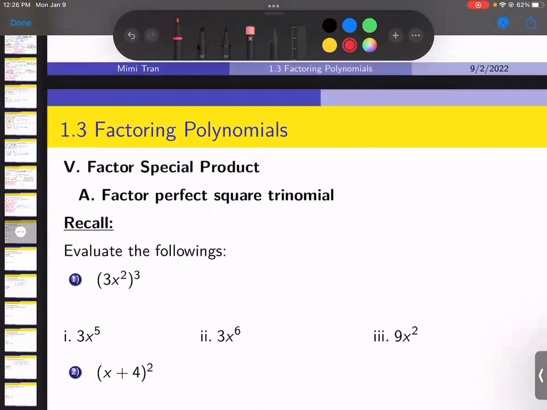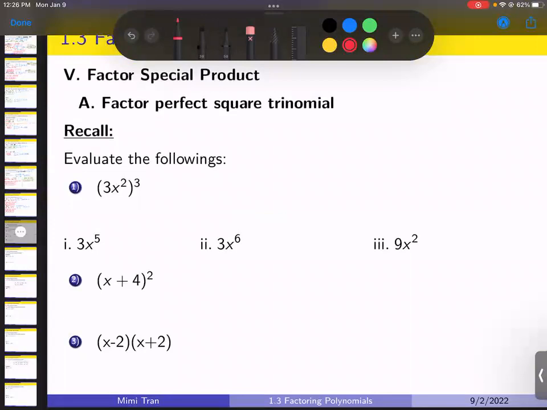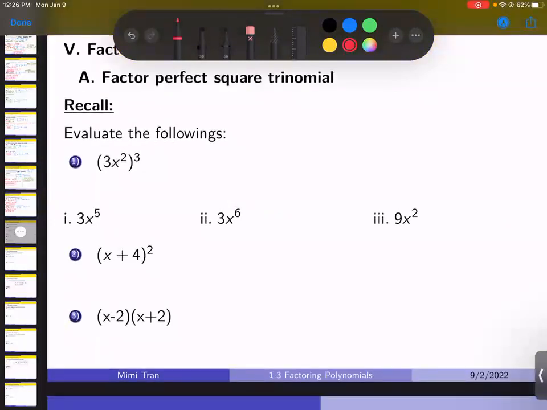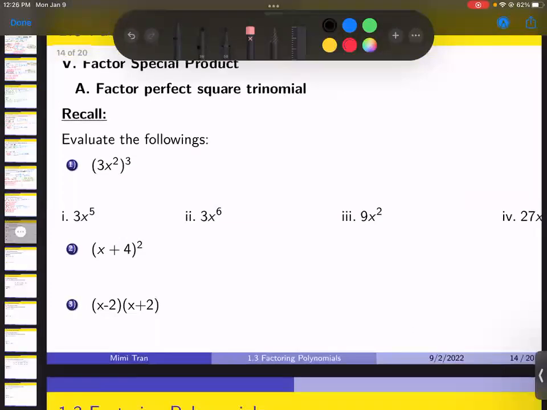Special product. Before we go into factoring the perfect square trinomial, I want you to do this on your own first. So try those number problems. Those are review. The fourth is 27 x to the 6.